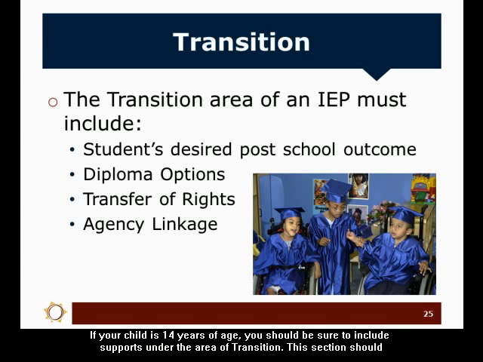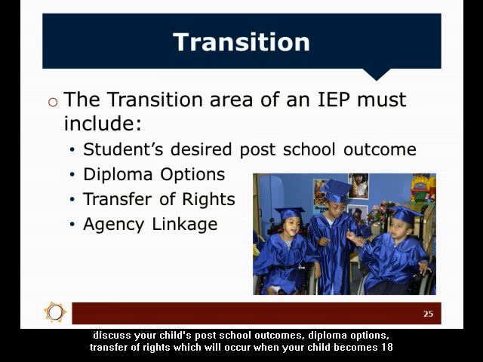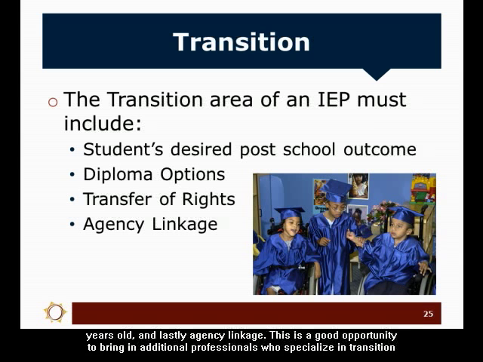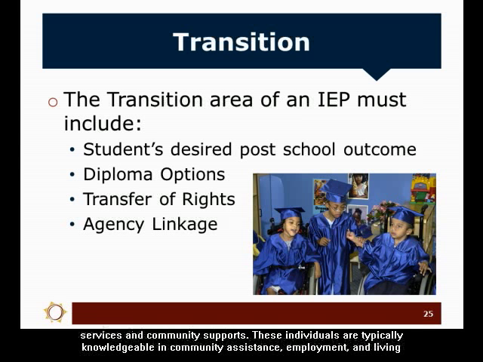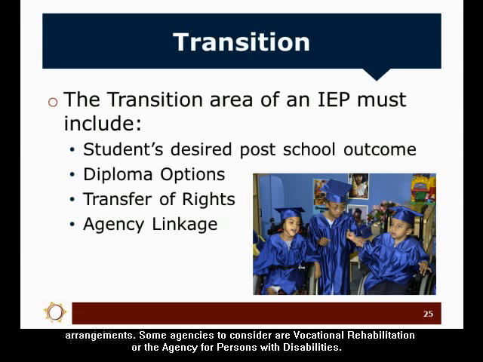If your child is 14 years of age, you should be sure to include supports under the area of transition. This section should discuss your child's post-school outcomes, diploma options, transfer of rights, which will occur when your child becomes 18 years old, and lastly, agency linkage. This is a good opportunity to bring in additional professionals who specialize in transition services and community supports. These individuals are typically knowledgeable in community assistance, employment, and living arrangements. Some agencies to consider are vocational rehabilitation or the Agency for Persons with Disabilities.